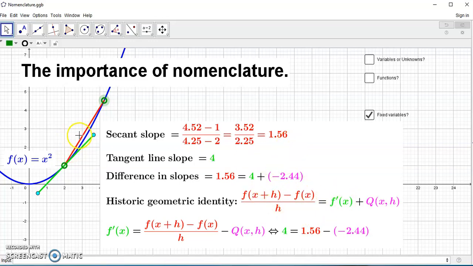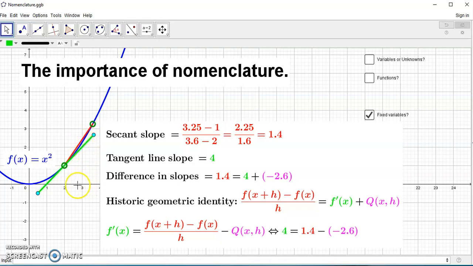So if, for example, you have a given secant line, let's say this red secant line, it has a slope of 1.4. Then you need to have 1.4 in here and 4 here, which means that the difference will be minus 2.6. Okay? There's no other value that will satisfy this geometric identity. So all these here are constants. The secant line is a constant, the tangent line is a constant, and of course the difference between them is constant.